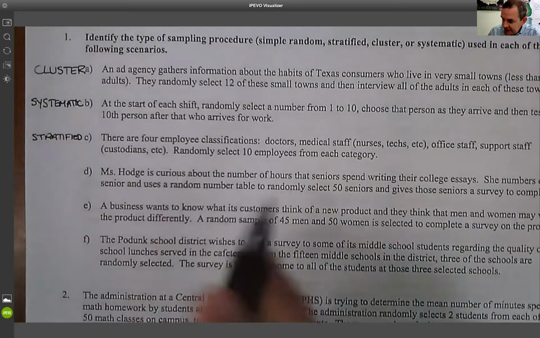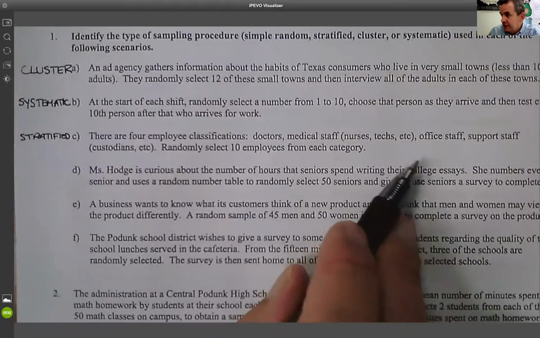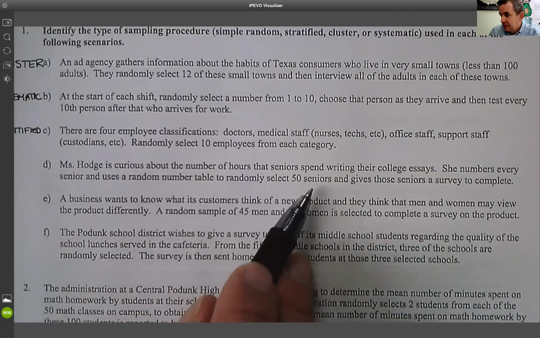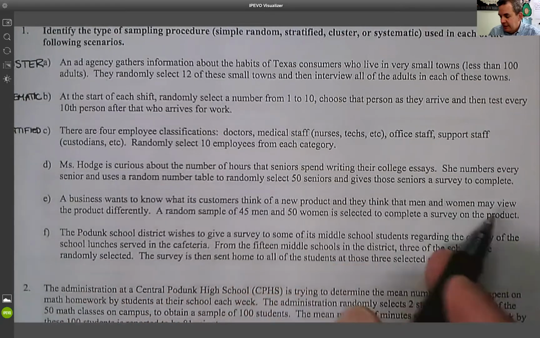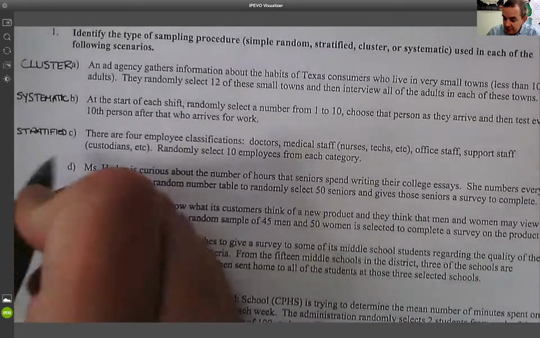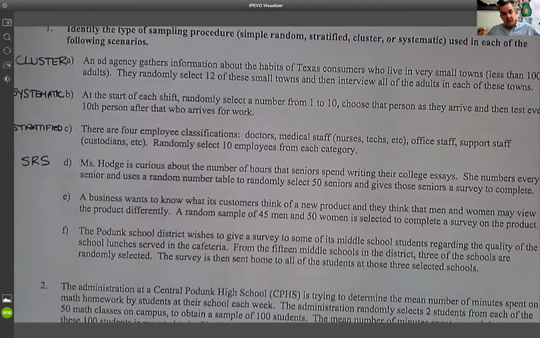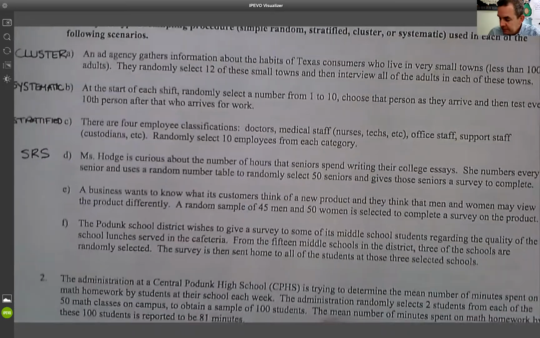Ms. Hodge is curious about the number of hours that seniors spend writing college essays. She numbers every senior and uses a random number table to randomly select 50 seniors and gives us seniors a survey to complete. Okay, that is an SRS. That's a simple random sample. Basically, the idea is everybody goes into the gigantic hat, like I used as an example, the big hat, and then we pick out 50 names.